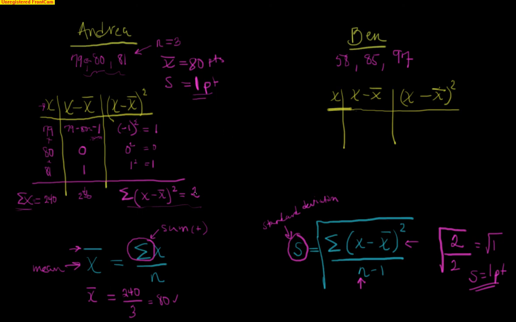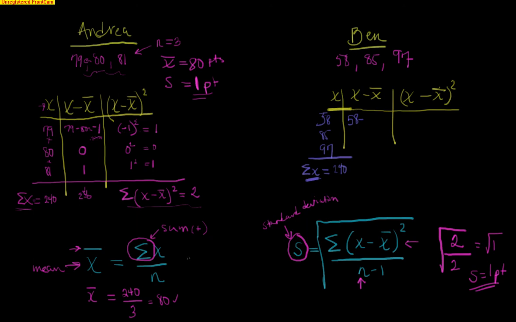Okay. If you want, you can pause this and take a second and find Ben's standard deviation. Okay, so let's look at Ben's scores in purple. He got a 58, an 85, and a 97. And if I sum up those X's, I get 240.